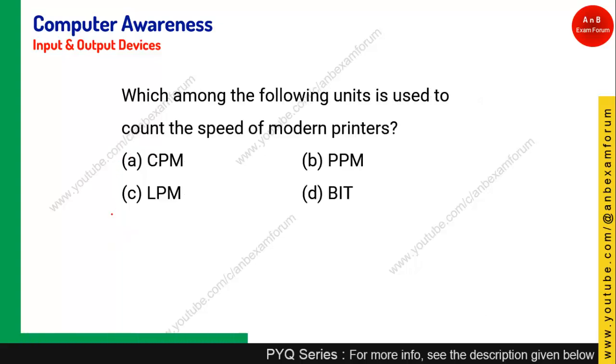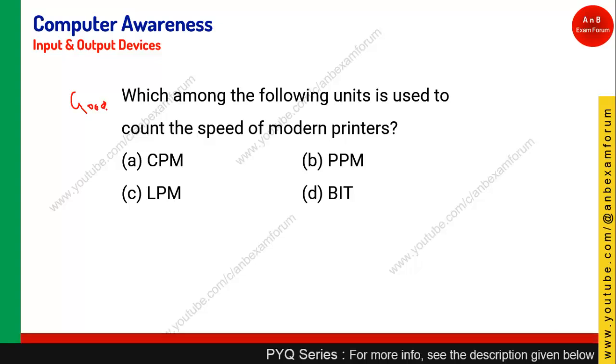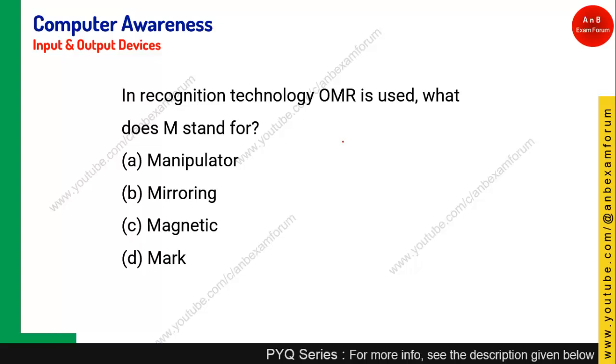Coming to the next question, which of the following is used to measure the speed of a modern printer? This is a very good question. The speed of a modern printer is normally measured in ppm, pages per minute. How many pages is it able to print? That is called pages per minute. So option B, those who have given it, well and good, they are right.